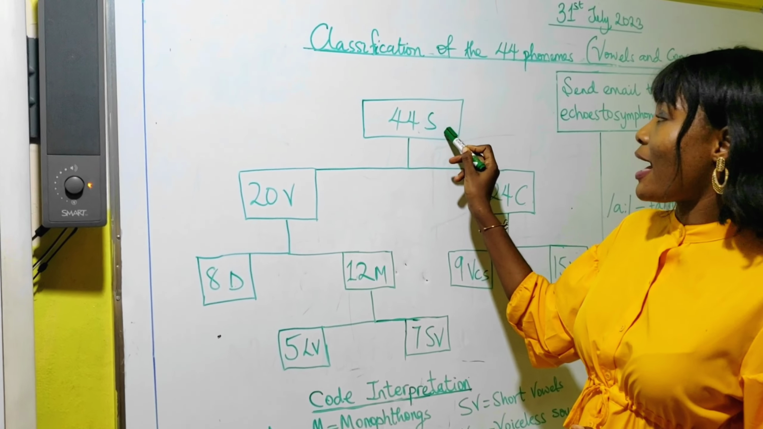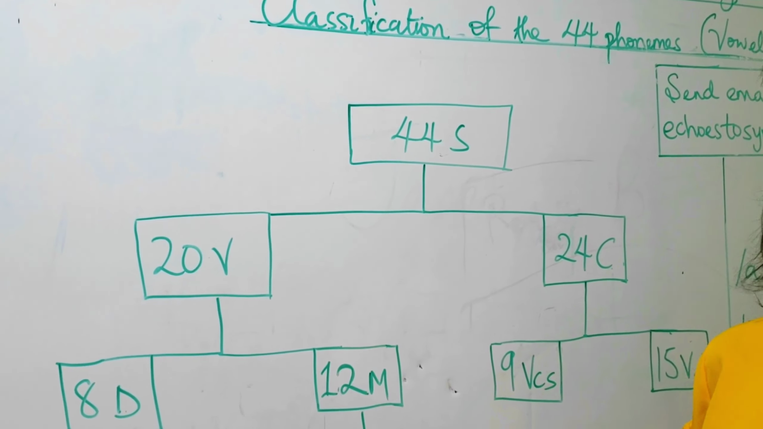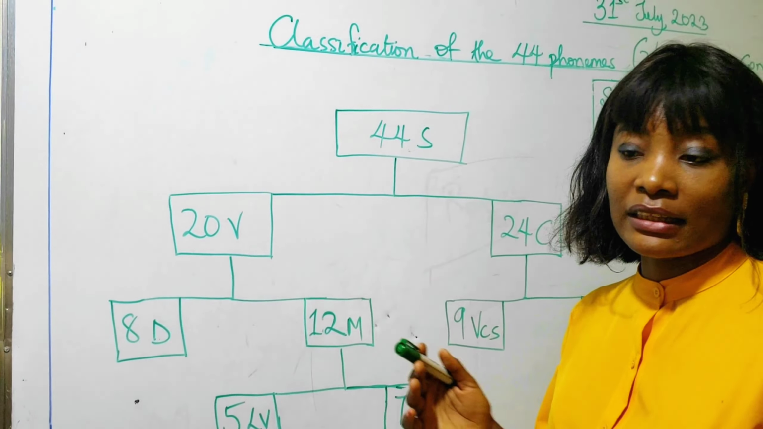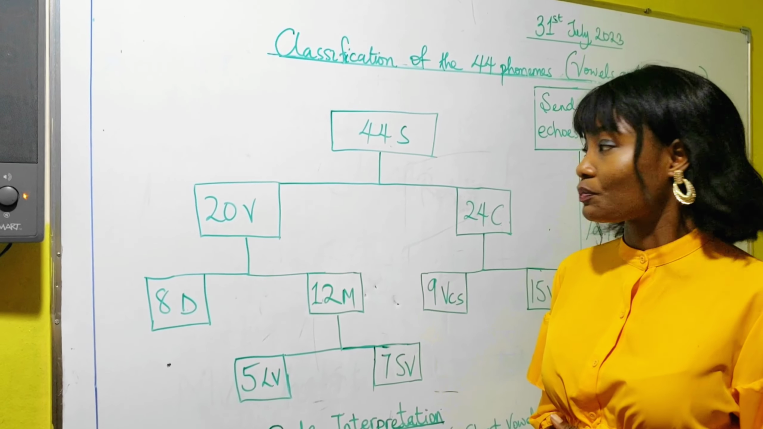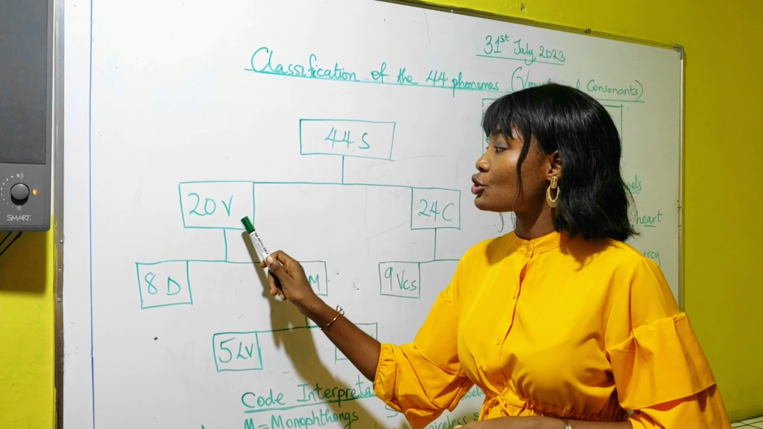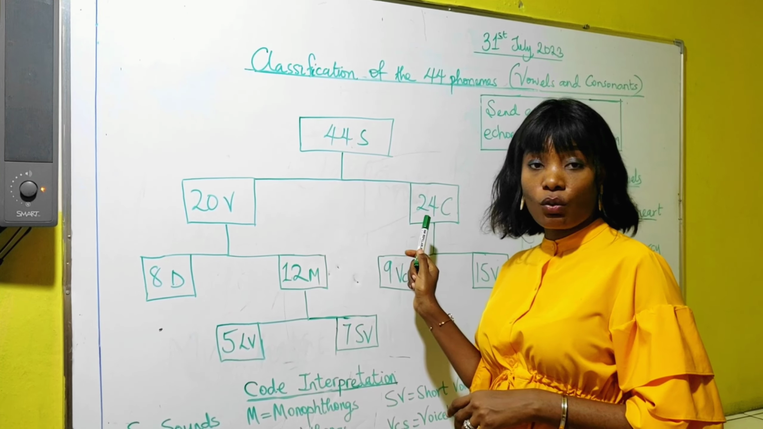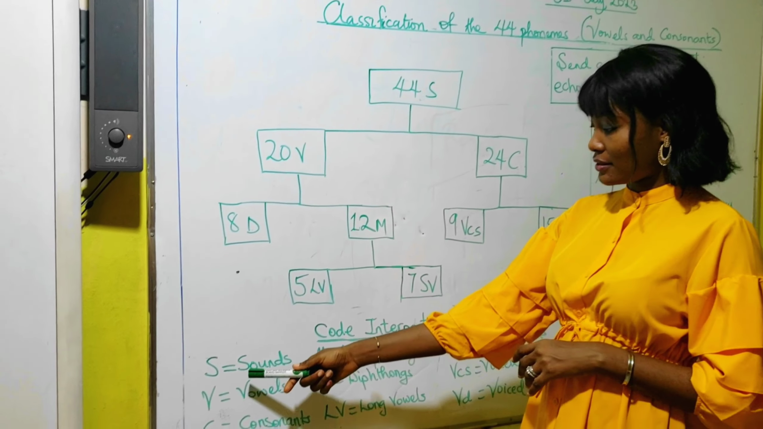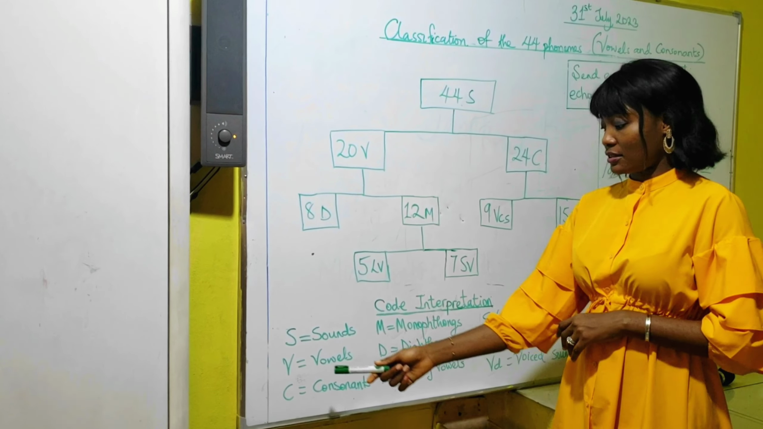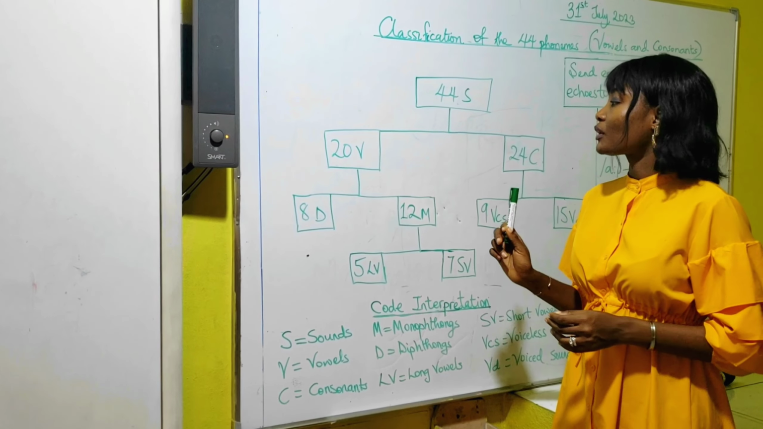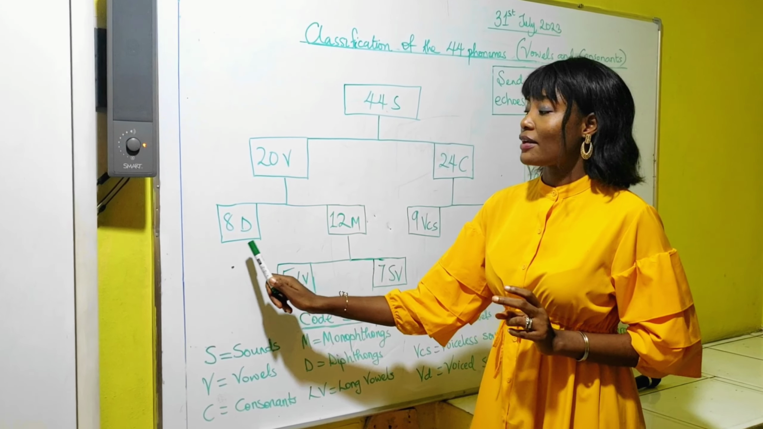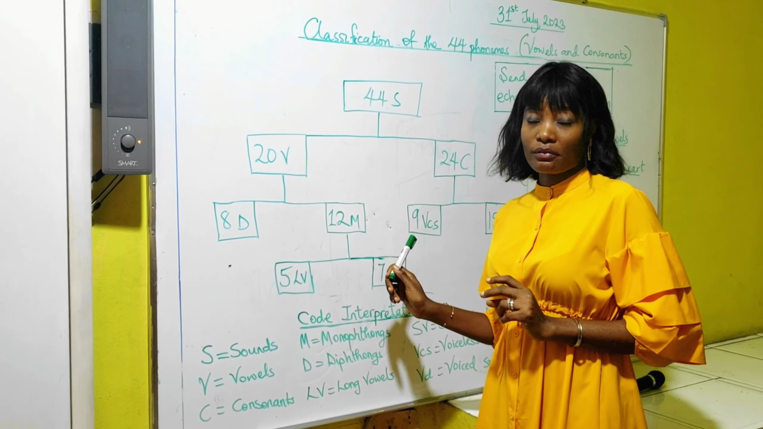Now, for the 44 sounds, I use a code, that's the initial letters of each word, just to help us identify, and later on we'll go to the code interpretation. Okay, so we have 44 sounds. Now these 44 sounds are divided into 20 vowels and 24 consonants. As you can see here, S for sounds, V for vowels, and C for consonants. So our 20 vowels are further divided into two. You have 8 diphthongs and 12 monophthongs.